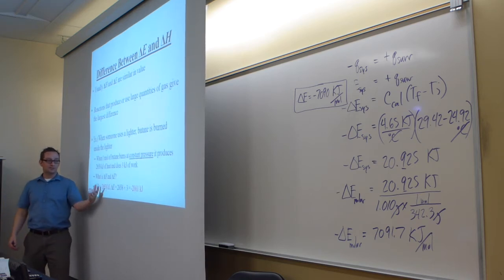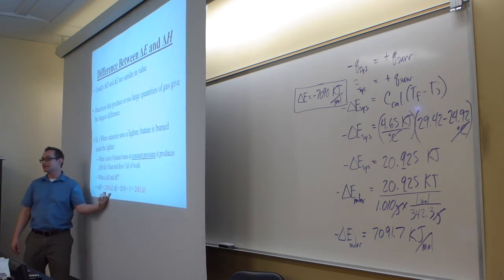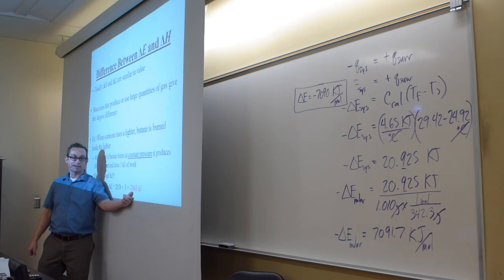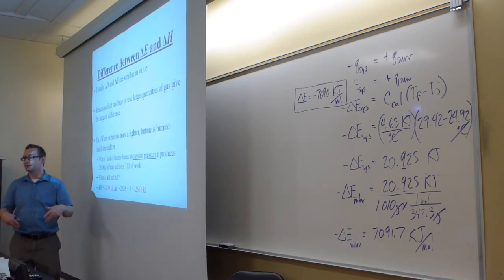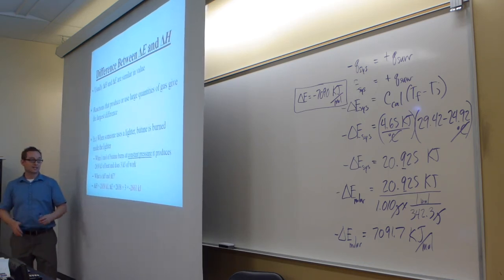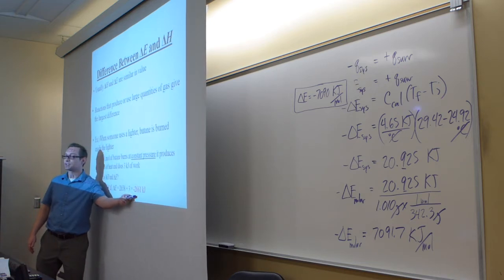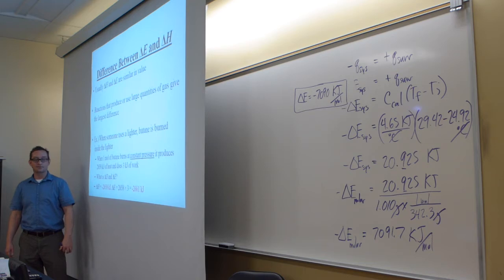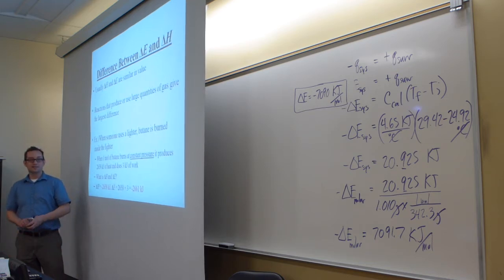So delta H would be the negative 2658. That's the heat being released when you light it. The extra 3 gives you an extra 3 kilojoules of energy that's released. So delta E would be negative 2661, but delta H would be a little bit less than that, which is negative 2658.